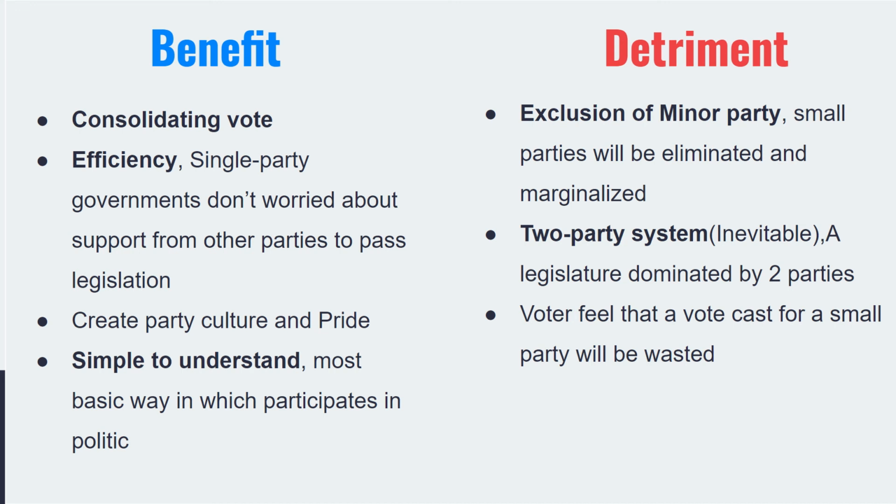The first detriment of the FPTP system is the exclusion of minor parties. Small parties will be eliminated and marginalized by other major parties. Second, the two-party system. Because a legislature might be dominated by two major parties, it is a problem of single ballot plurality rule election. Also, voters would feel that the vote cast for a small party will be wasted.